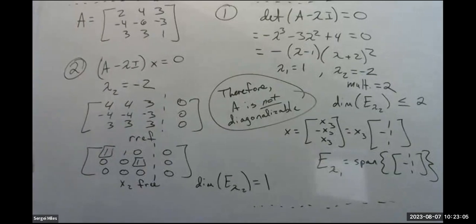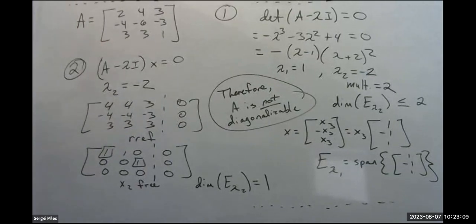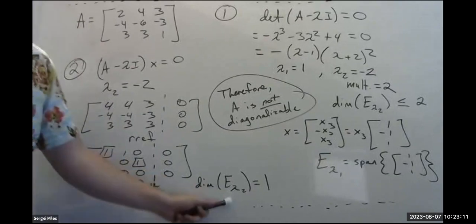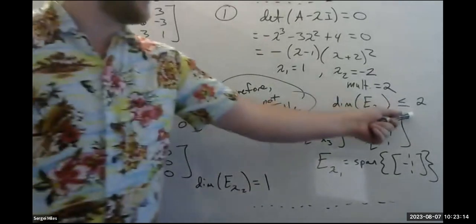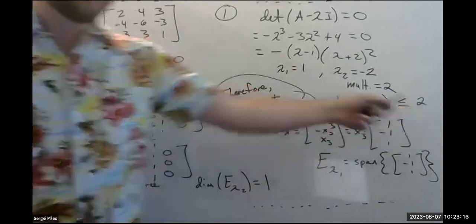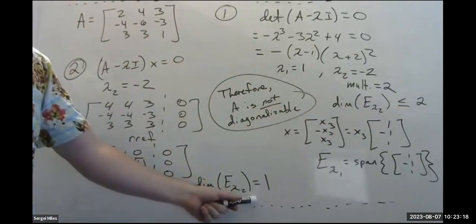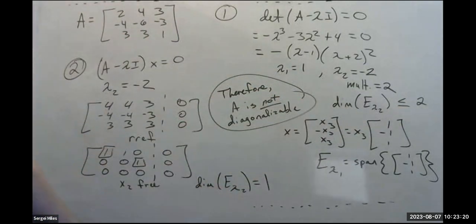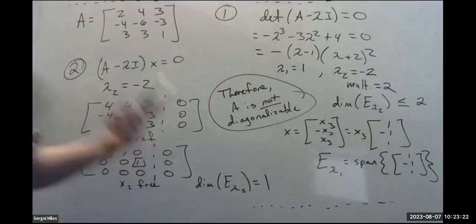So that's not going to help us here. We can't do anything more. In other words, to be diagonalizable, the dimension of your eigenspace must equal its multiplicity. In this case, that didn't happen. We only get one eigenvalue, or we only get one eigenvector.